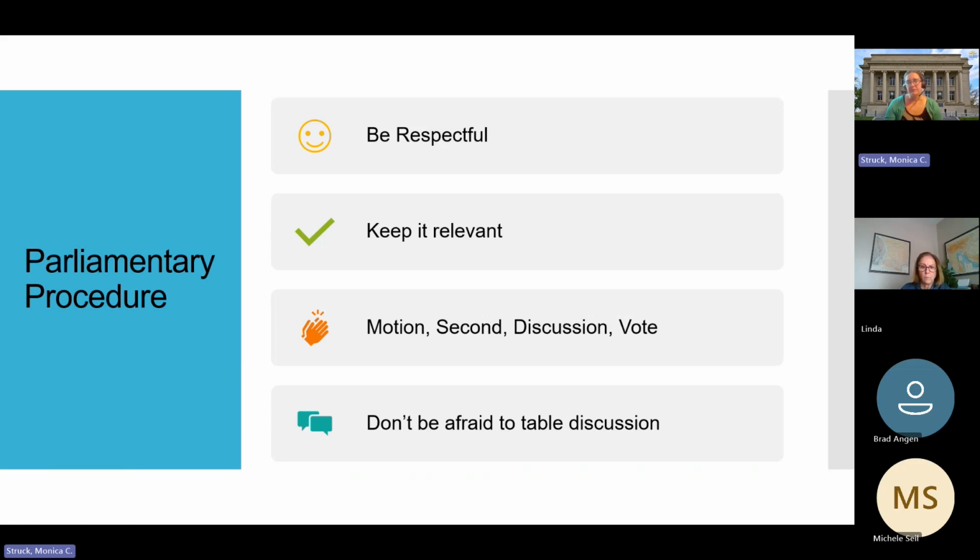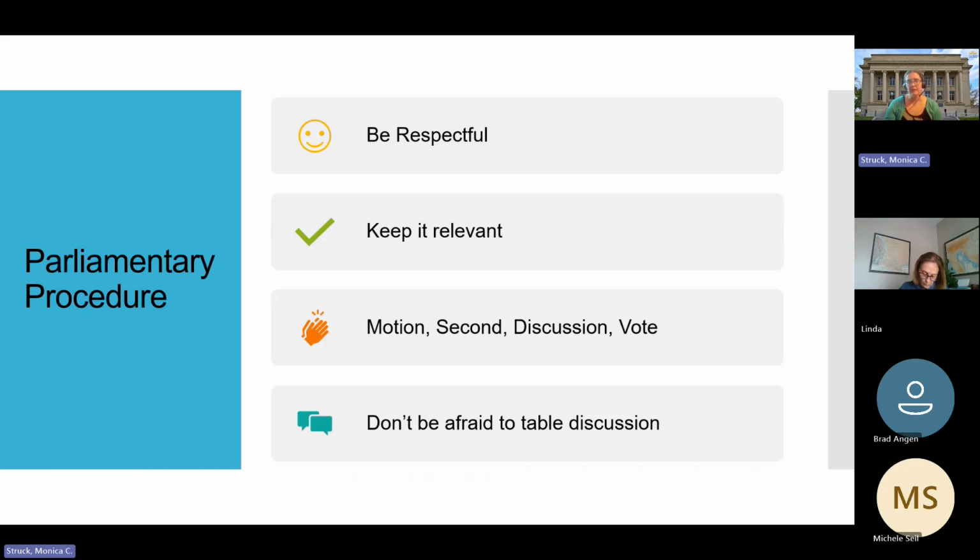So parliamentary procedure is a way to hold an organized meeting. There are more methods of parliamentary procedure than just Robert's Rules of Order, but Robert's Rules are the most common, I would say. They help the meeting and the people involved in the meeting to be respectful. It helps keep discussion relevant.